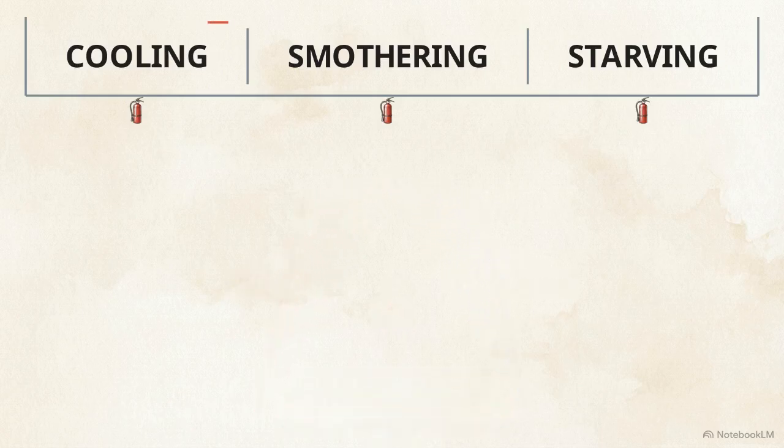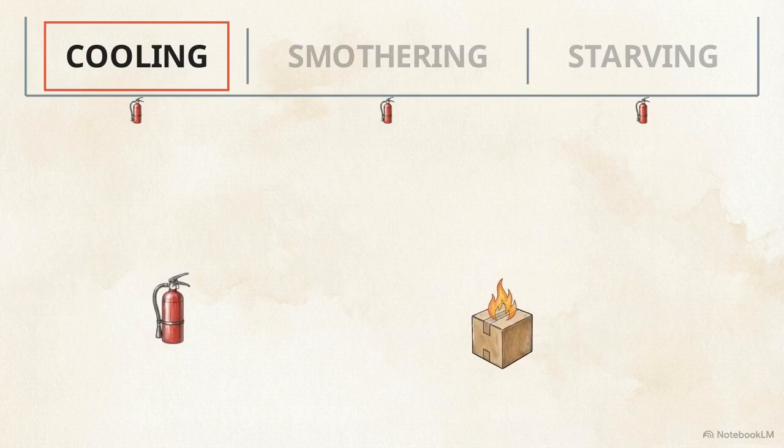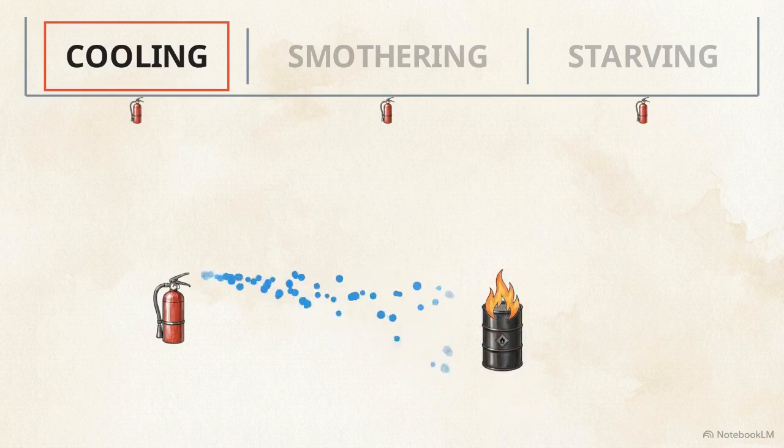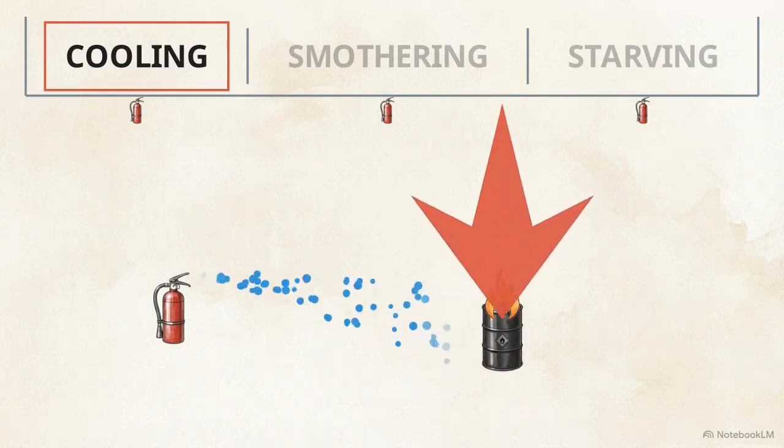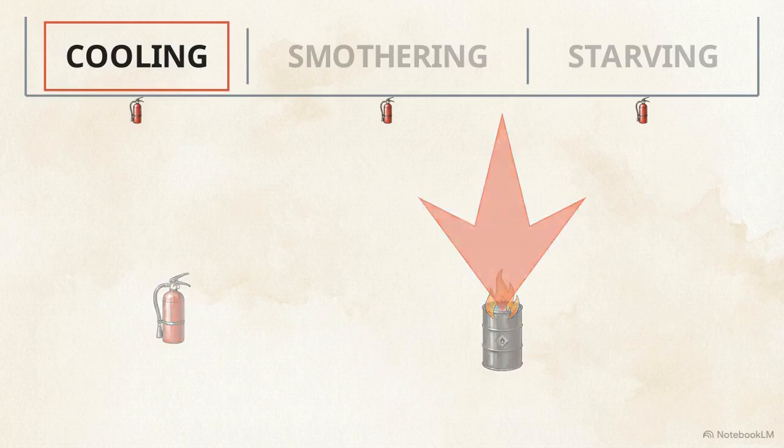The cooling mechanism removes heat. Water and water mist extinguishers are highly effective on Class A fires. However, applying standard water to non-polar liquids like petroleum will cause a violent boil-over eruption, ejecting the burning oil.